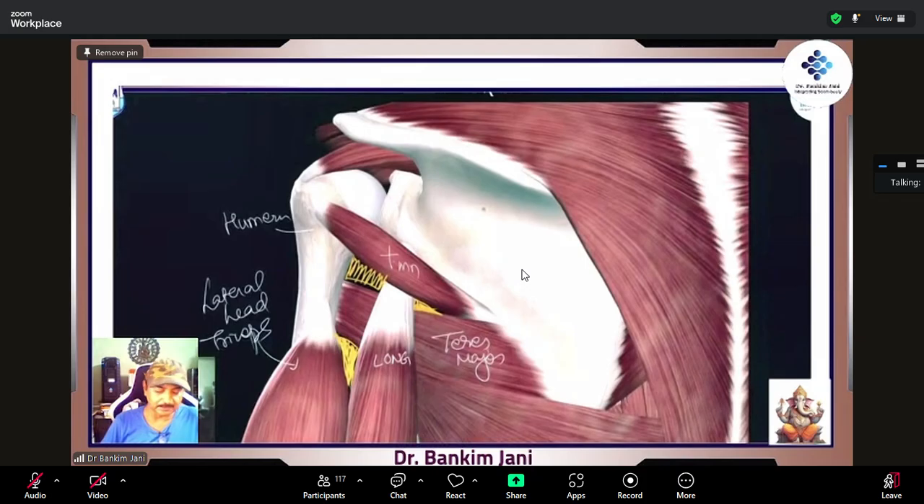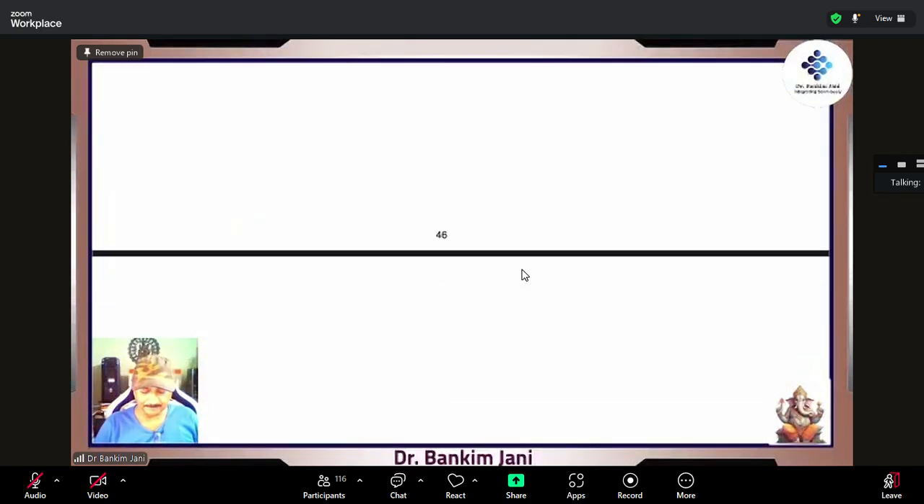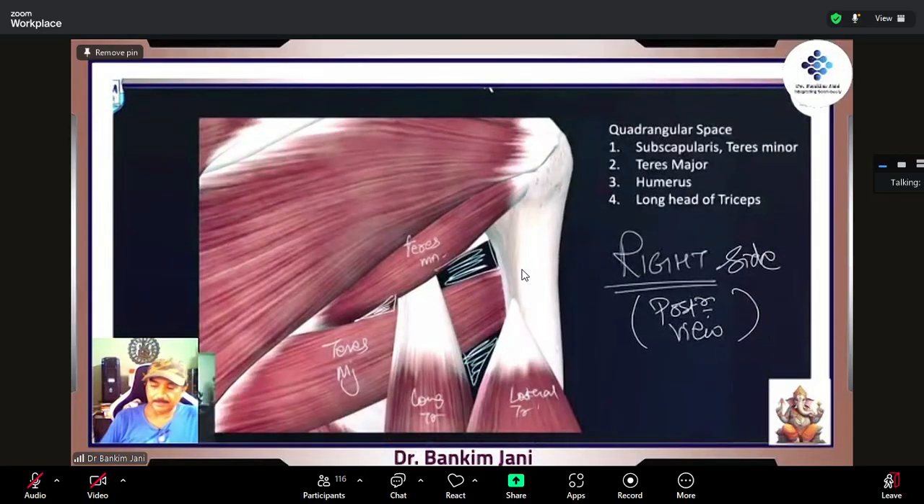Same thing, just shown with the muscles, right? This is teres minor, this is teres major, this is long head, this is lateral head, and that's the humerus. Same thing shown individually, right? Teres minor, teres major, humerus, long head of triceps, you know this.